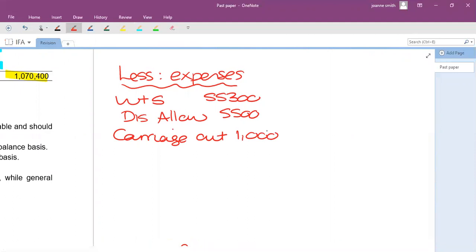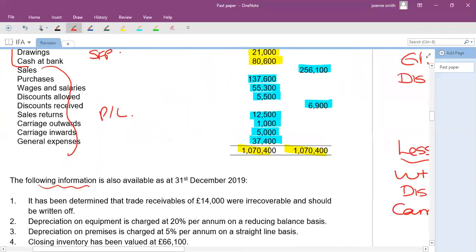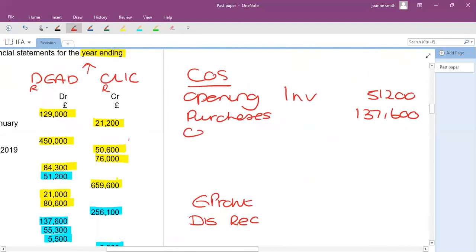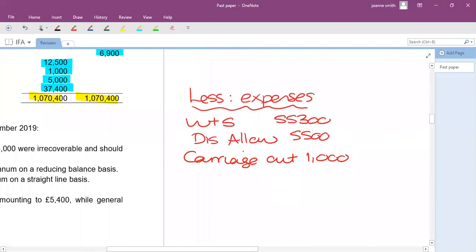Whereas carriage inwards, that we can see on the next line, is still a delivery cost. So it's still an expense, but it's to deliver the goods to you. So that's classed as a cost of sale. You've had to pay for these goods, which cost 136,600, and you've had to pay for carriage, which means you've had a delivery cost on top. So it's all to do with the materials. It's goods coming in, whereas this goes down here because it's goods going out. And then finally, we've got some general expenses.